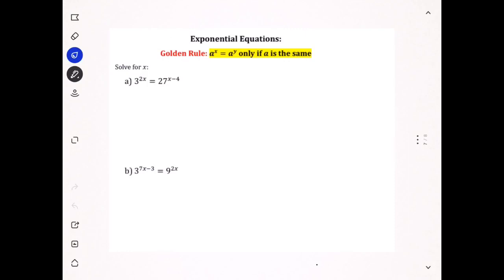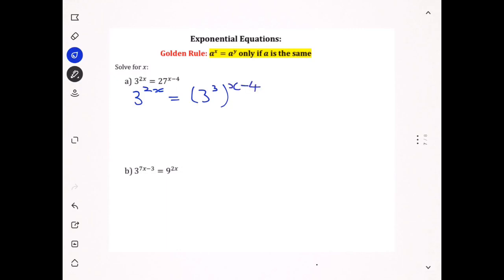3 to the power of 2x equals 27 to the x minus 4, and we have to solve for x. So this is an exponential equation because the variable in the equation is in the exponent. So the first step is to convert everything to the same base, which will be a base that's a prime factor. So 3 is obviously a prime factor, so we leave it. 27 can be converted into a prime factor. Unsurprisingly, it would be 3 to the power of 3, the same base as the other side. We keep what's on the outside.